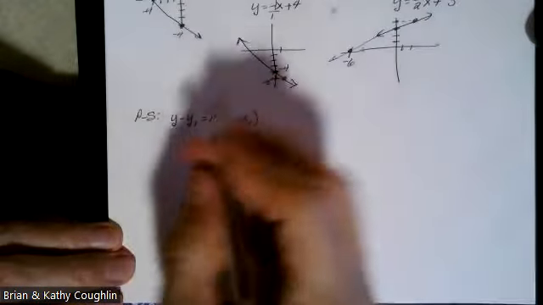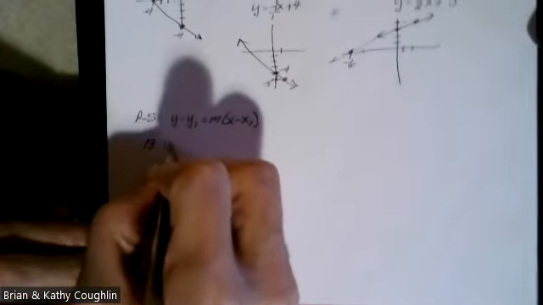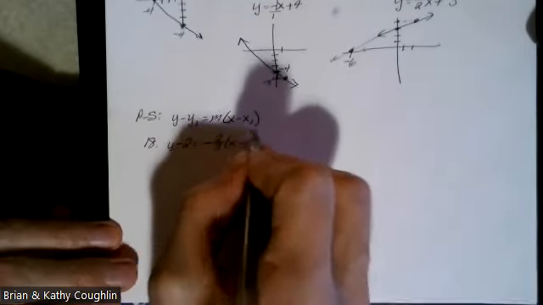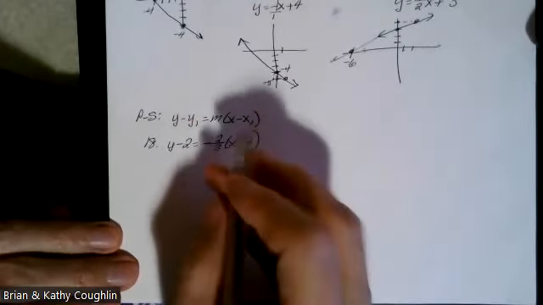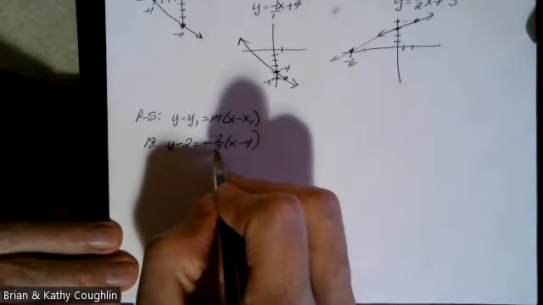It will not. This, for example, if you have, on a number 18, y minus 2 equals negative 2/3 parentheses x minus 4, you're going to have to know how to read that. First of all, add the opposite. So the slope is negative 2/3.